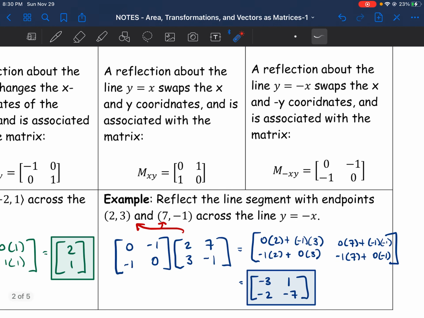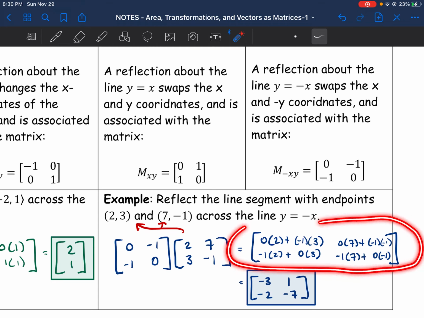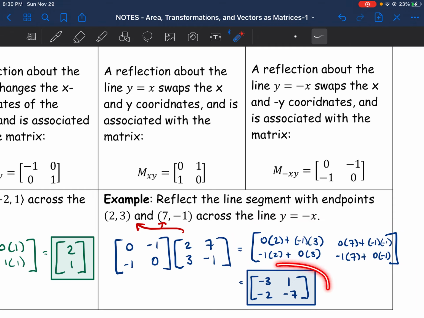So 0, negative 1, negative 1, 0. That's right here. Multiply it on the left side by the line segment endpoints put into a matrix. Again, here's all the mathematics behind it, and this is what we end up with as a result.